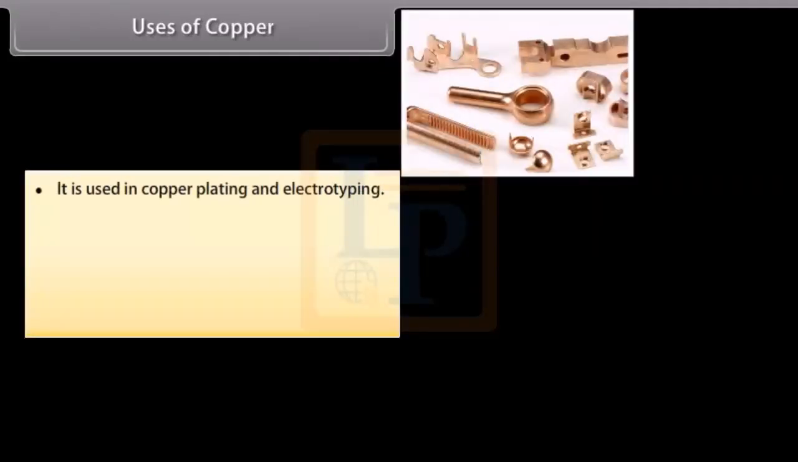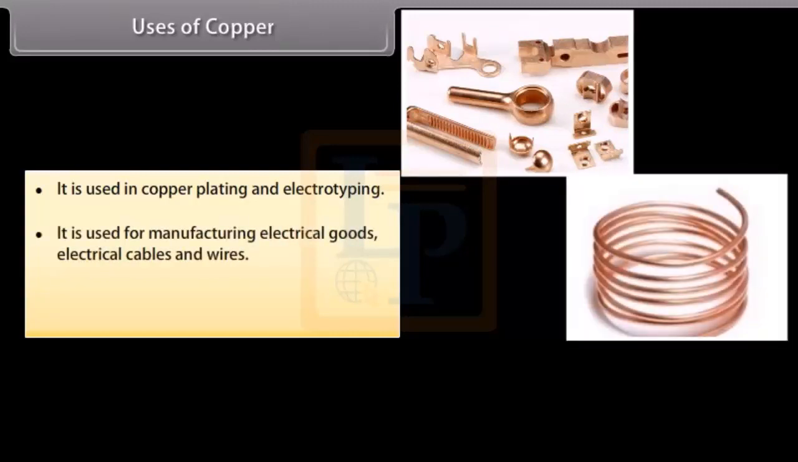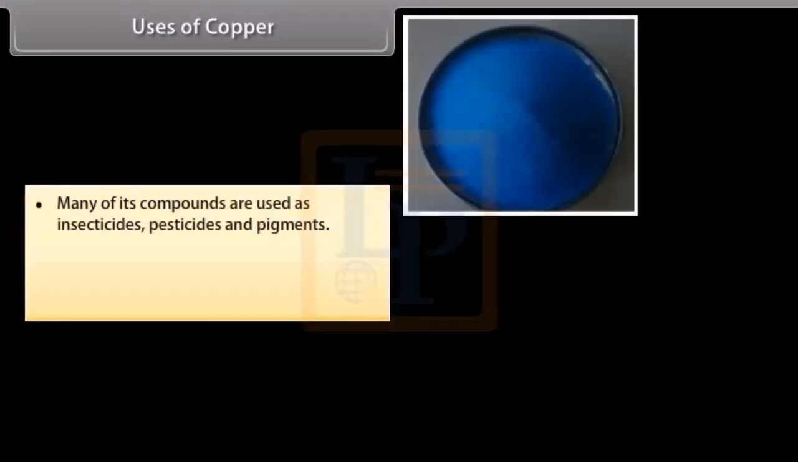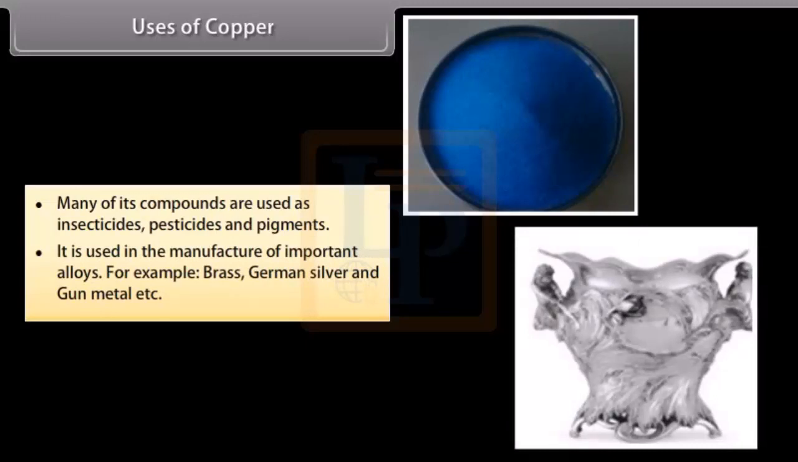Uses of copper. It is used in copper plating and electrotyping. It is used for manufacturing electrical goods, electrical cables and wires. It is used for making vacuum pans, heating utensils and calorimeter. Many of its compounds are used as insecticides, pesticides and pigments. It is used in the manufacture of important alloys, for example, brass, German silver and gunmetal, etc.